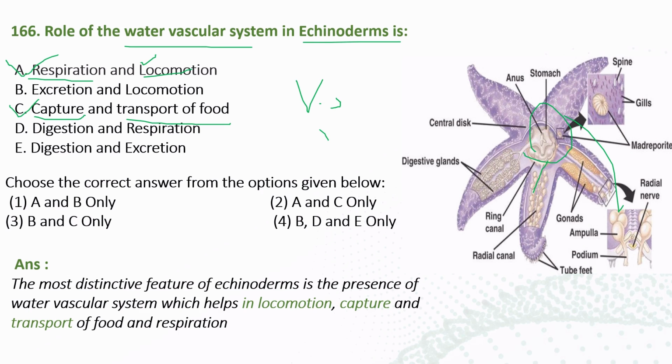So here you can see the main processes done with the help of the water vascular system are respiration, locomotion, and capture and transport of food. Okay, so here A and C are correct. The option which has A and C is the second one, so option 2 is correct.